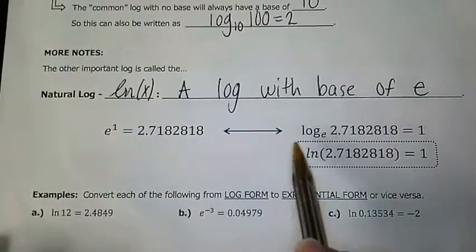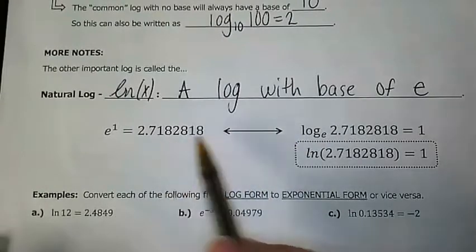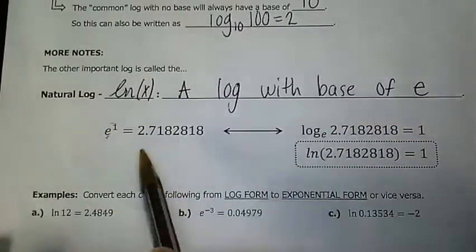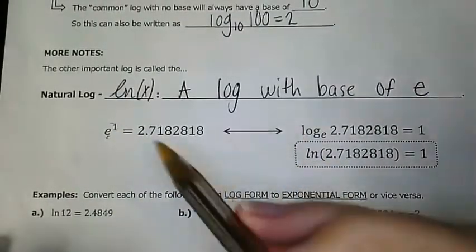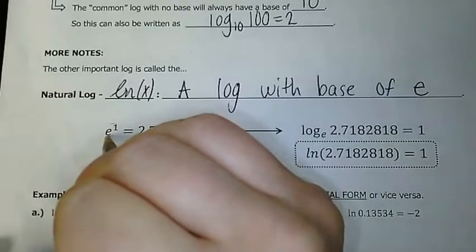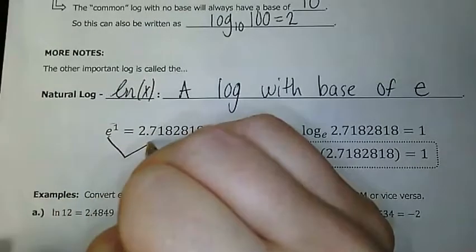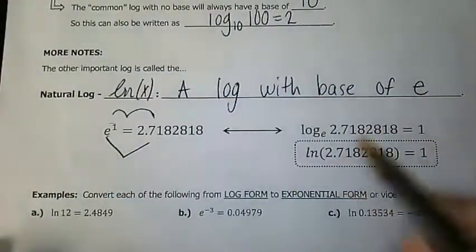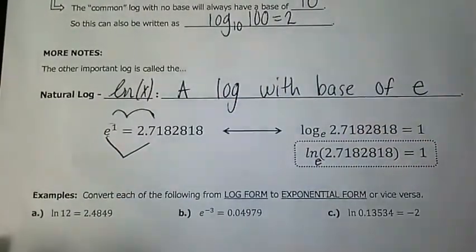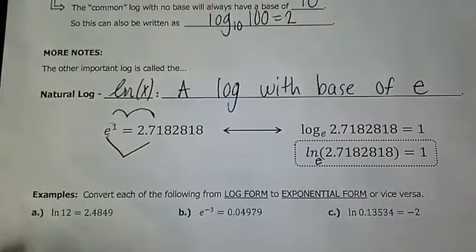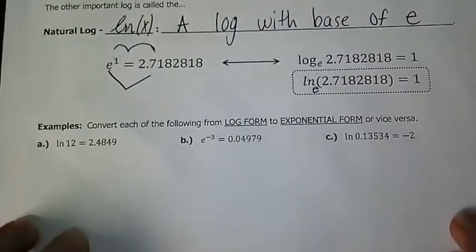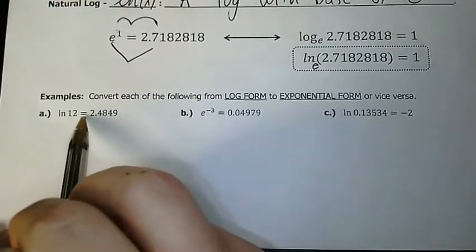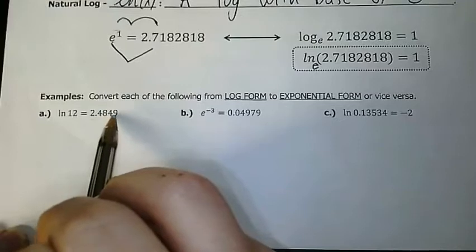We can convert it the same exact way, except when we're converting and we have an e as our base, we always use ln. So ln base e of 2.7182818 is equal to 1. So again, this little base would be an e. Let's go through 3 more problems. So we have ln 12 is equal to 2.4849.